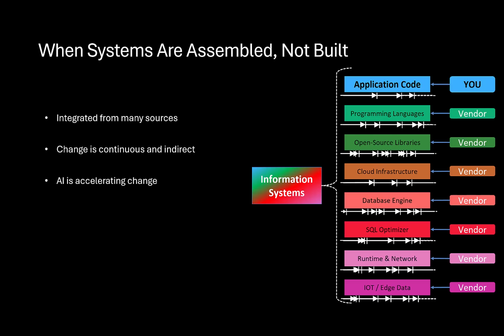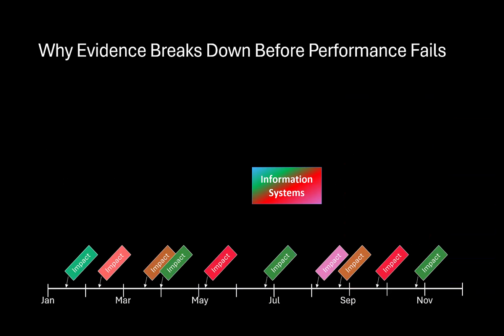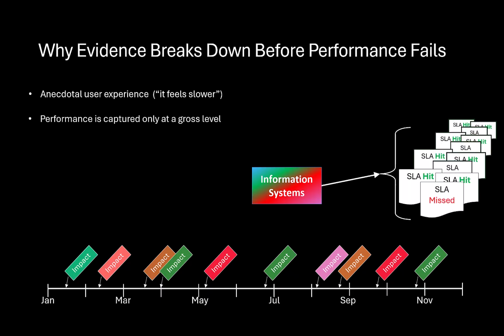As these components change at different rates, system behavior changes over time. When systems are assembled this way, performance evidence breaks down long before failures appear. Performance is often captured only at a gross level: job duration, SLA hits or miss. Collected data lacks diagnostic content.